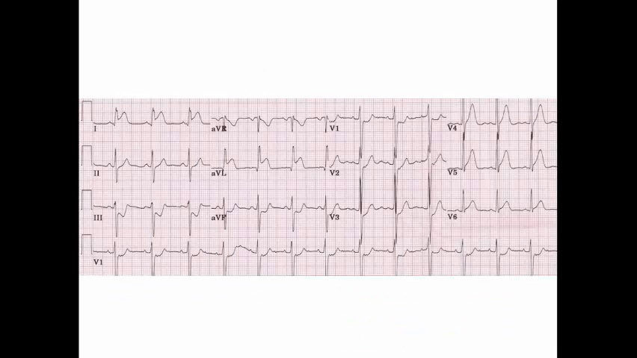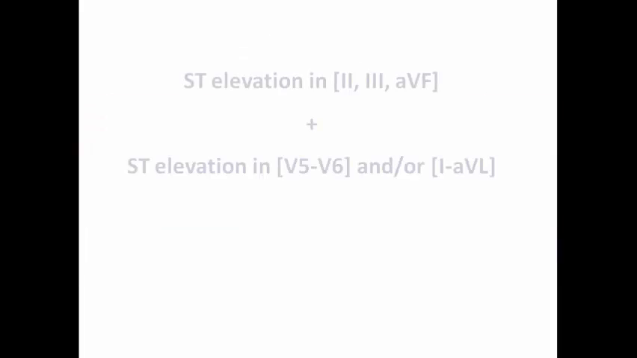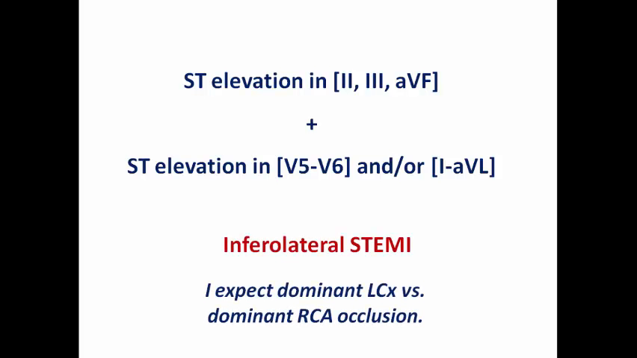So here, for example, we can see that the patient has ST elevation in 1 and aVL, and of course there is reciprocal depression in the inferior leads, so we can call it lateral STEMI. Sometimes we see ST elevation in leads 2, 3, and aVF, so it is inferior STEMI, as well as ST elevation in V5, V6, and or 1 and aVL. We can call it Inferolateral STEMI, and in this case I expect dominant LCX versus dominant RCA occlusion.